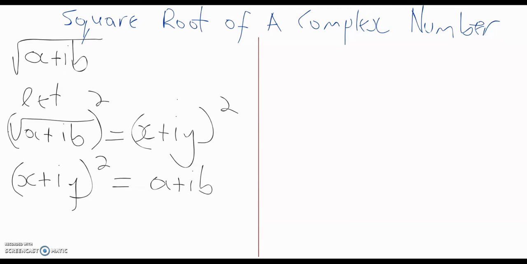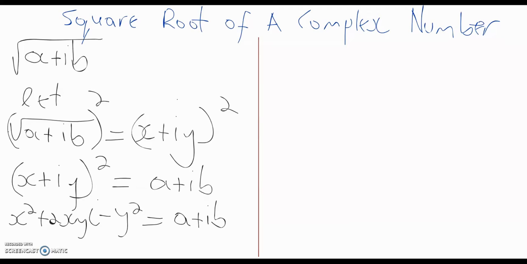Okay, now x plus iy squared, this represents a perfect square, which means we can use a shortcut to expand this bracket. So we square the first term, which is going to be x squared. We multiply the first term by the second term by 2, so that's going to be 2xyi, and we square the second term. Now the second term is iy. Now when I square i, I'm going to get a negative 1. i squared is equal to negative 1. When I square y, I'm going to get y squared. So I'm going to have a negative y squared. And this is equal to a plus ib.